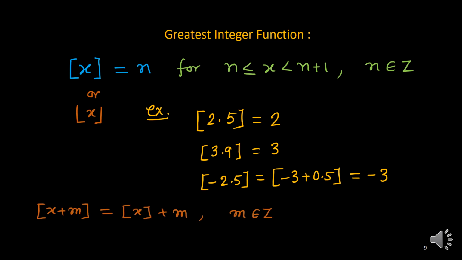And if I want to find the greatest integer value of x plus m, where m is another integer, in that case we can replace this by the greatest integer value of x, plus m, because m is an integer that I can take outside. Sometimes this will be useful.